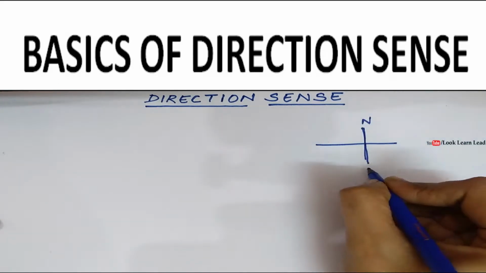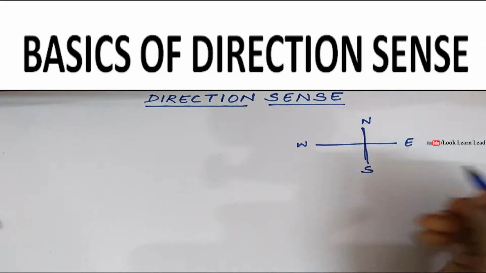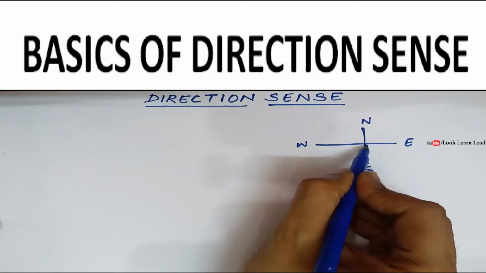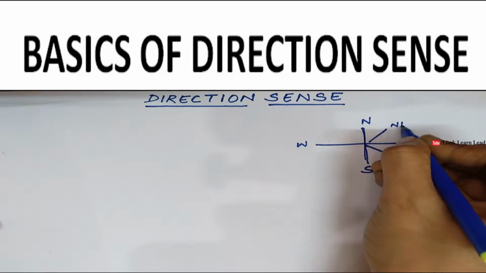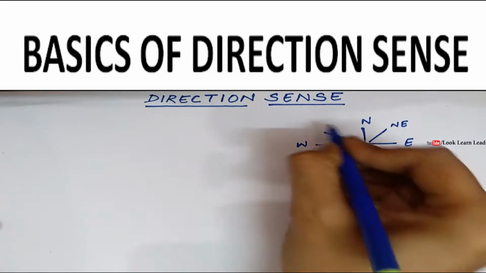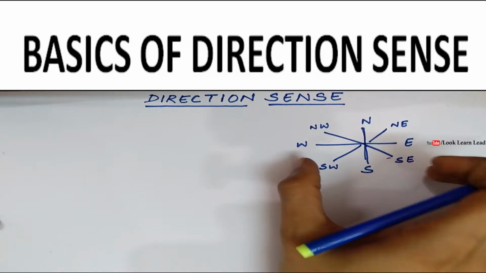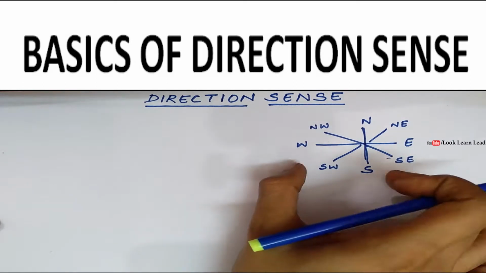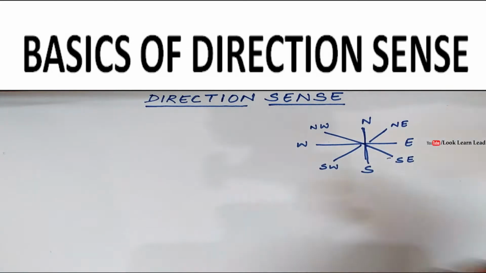This is north and this is south, this is east and this is west, okay. You have to have the basic diagram for this, and this direction would be southeast, okay, this direction would be northeast, this would be southwest and this should be northwest, okay. These are the basic diagram you should be knowing, and you should draw it always. You should draw this diagram before solving the question of direction sense, okay. Now let's move on to the question.